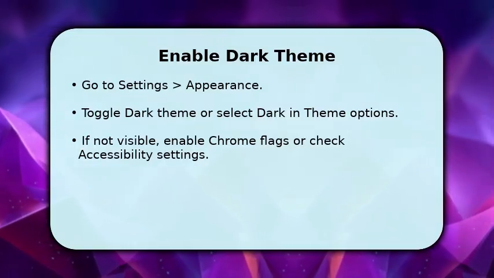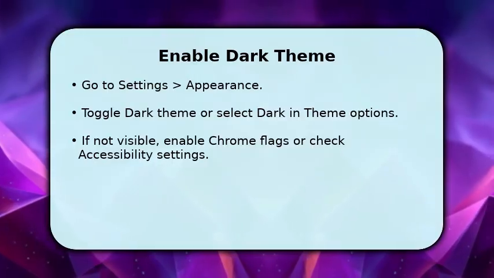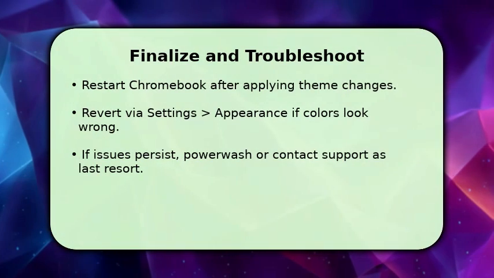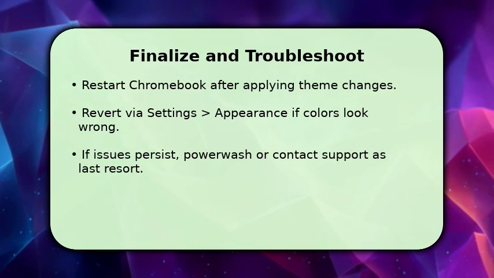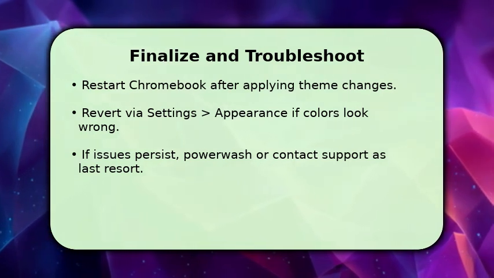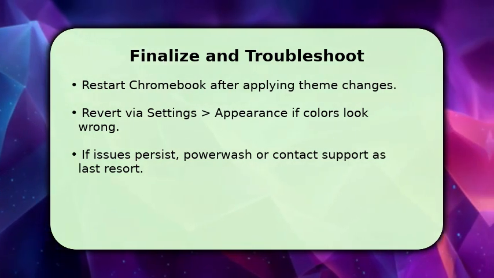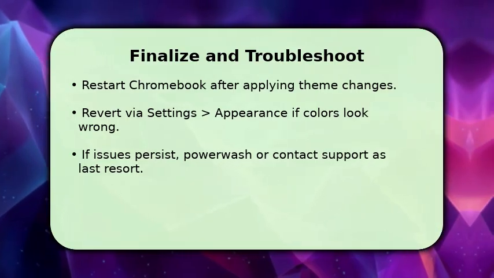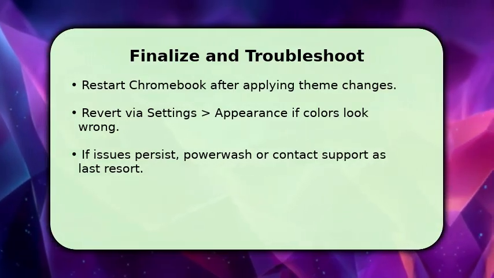You finish by restarting the Chromebook to ensure dark mode applies consistently across apps and web content. After the reboot, verify system menus, Chrome browser, and supported apps reflect the dark theme. If something still looks off, return to Settings Appearance and toggle back, then reapply dark.